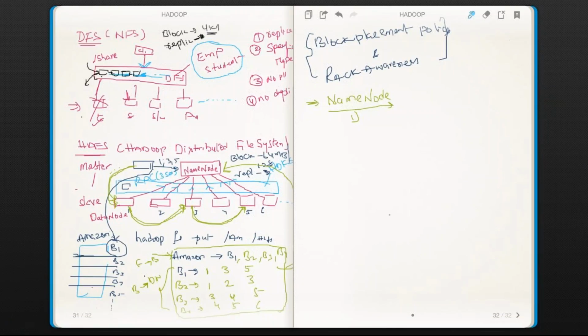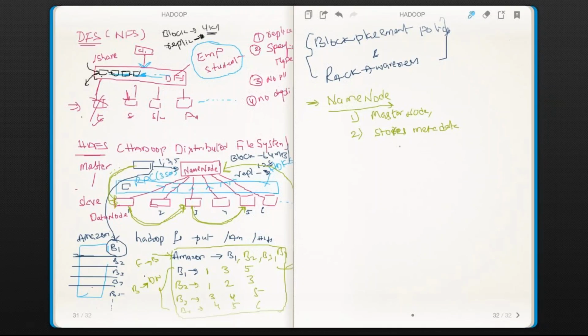Name node is a master node. He is a master node who manages the cluster. He will maintain the data in the form of metastore. He stores the metadata.